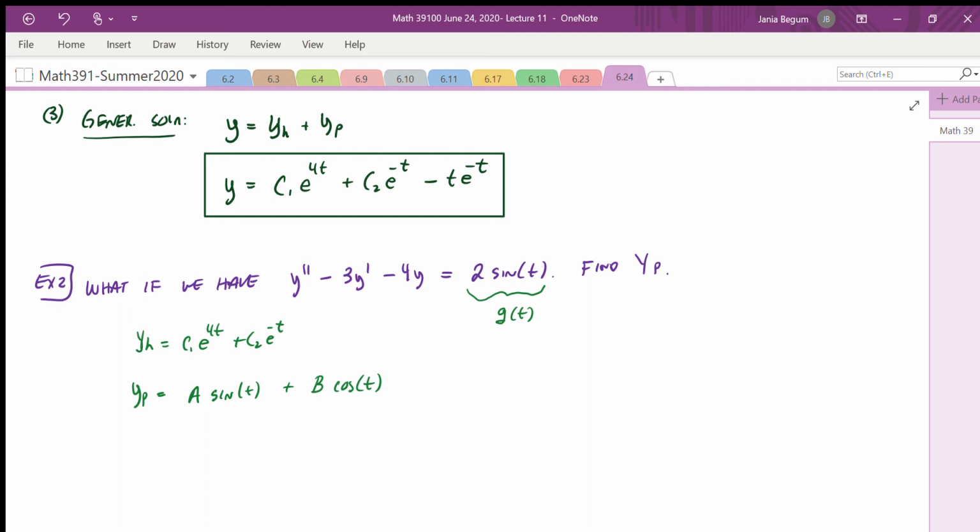The reason it needs both functions, sine and cosine, is because when you differentiate sine and cosine, they just alternate, right? One time you have sine, another time you differentiate the cosine, and then negative sine, and then cosine, negative sine. So it just alternates between sine and cosine. That's why when you're guessing for g of t being sine or cosine, you have to have both sine and cosine. I hope that makes sense. Let me know if you guys are confused. Are we good so far?